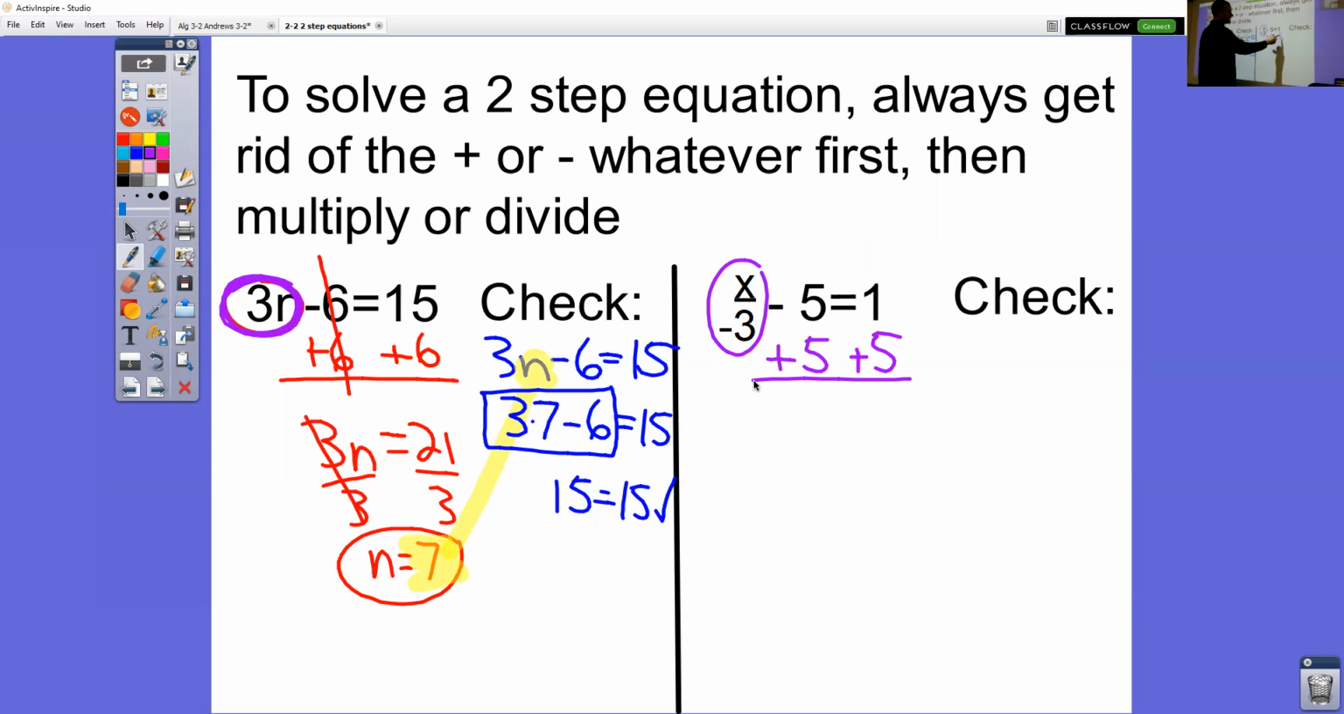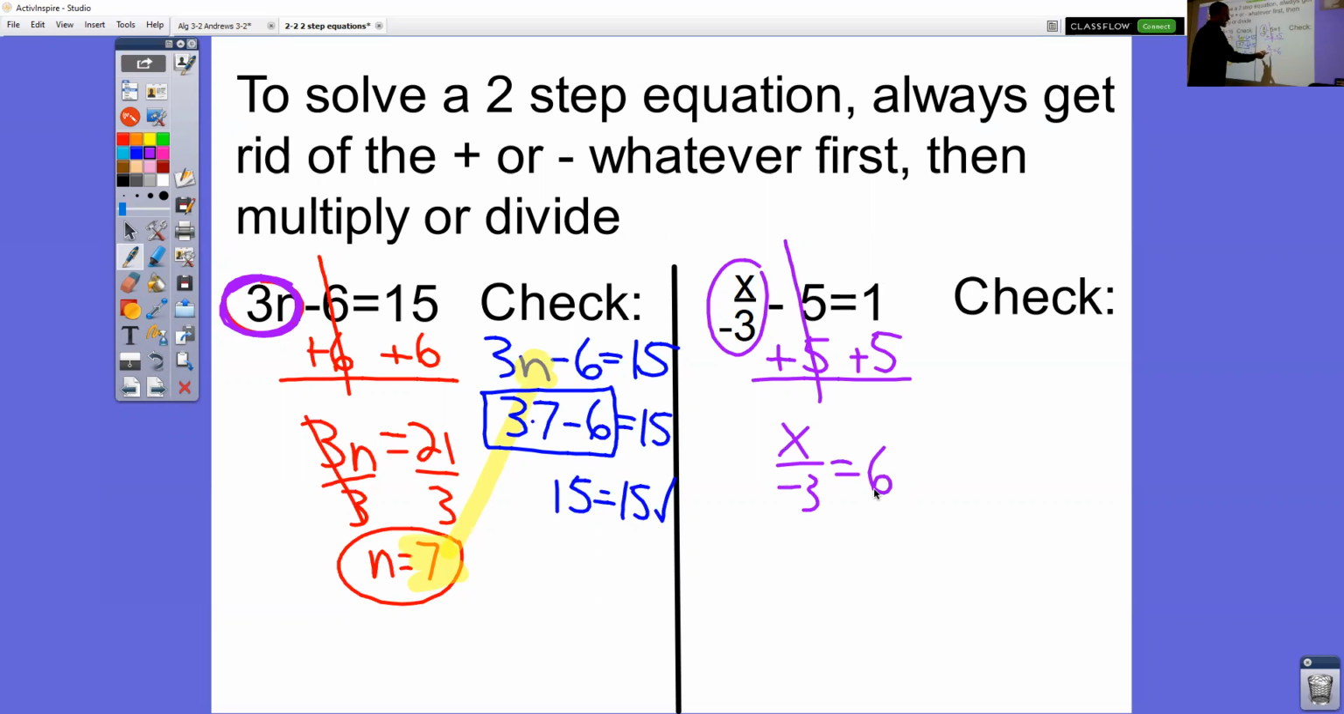Whatever you do to one side of the equal sign, you have to do to the other side. These 5's then cancel out or zero out. Bring down your x divided by negative 3. Bring down your equal sign. 1 plus 5 gives you 6. Now you just have a one-step equation.